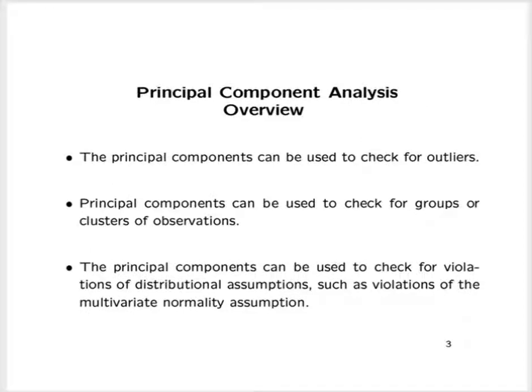Now, principal component analysis can be used to check for outliers by using the principal components themselves via plots and other kinds of quantitative techniques, for example. Principal components can be used to check for groups or clusters of observations. Principal components can be used to check for violations of distributional assumptions, such as violations of the multivariate normality assumption.